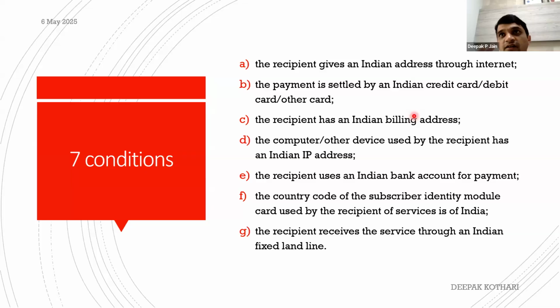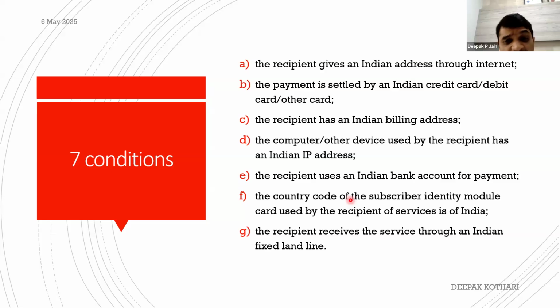Fourth is the address criteria is not here, but the device or the computer which he uses has an Indian IP address, which means he is actually located in India and the given IP address belongs to the Indian region. Next criteria is the recipient uses an Indian bank account for payment. So if the payment is not made through the card, it is directly made from the bank account, and that bank is an Indian bank, then the fifth criteria will get satisfied.